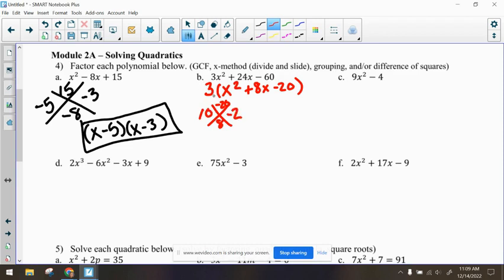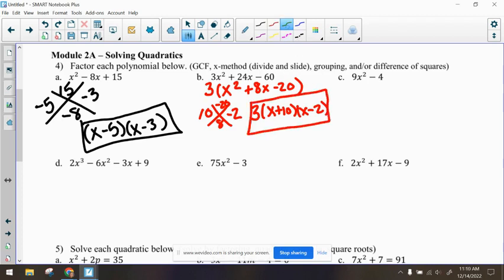Notice that 3 is not an A value. I do not need to divide and slide on this one. So when I write my final answer, I bring that 3 down, x plus 10, x minus 2. Again, that is my final answer.